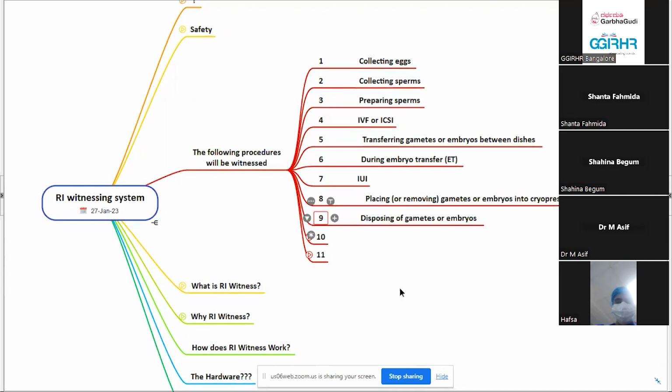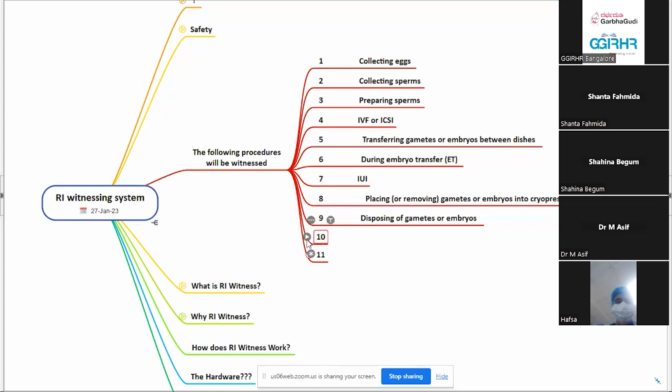Ninth one, disposing the gametes. Sometimes a patient will give consent to discard the embryos, or to discard the oocytes or sperms. Before discarding, we may sometimes discard wrong samples with similar names. So that also can be avoided with the RI witnessing system.